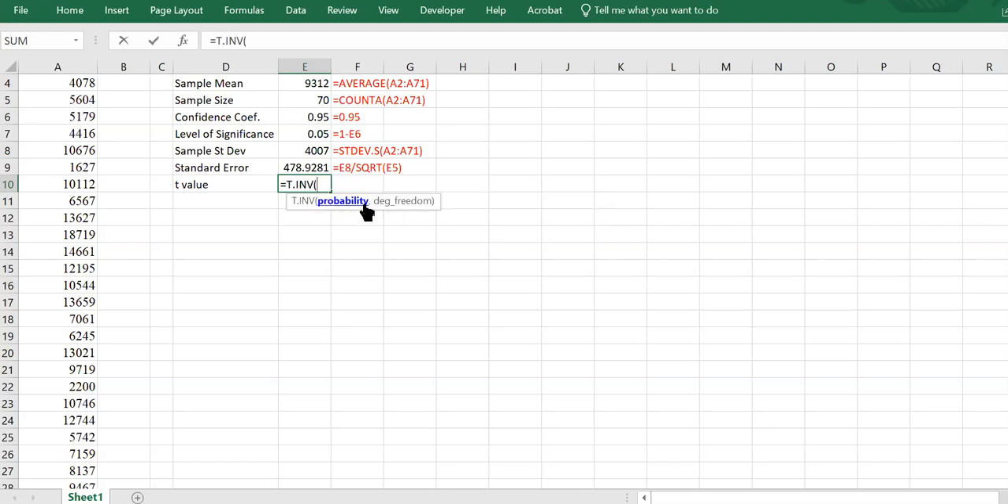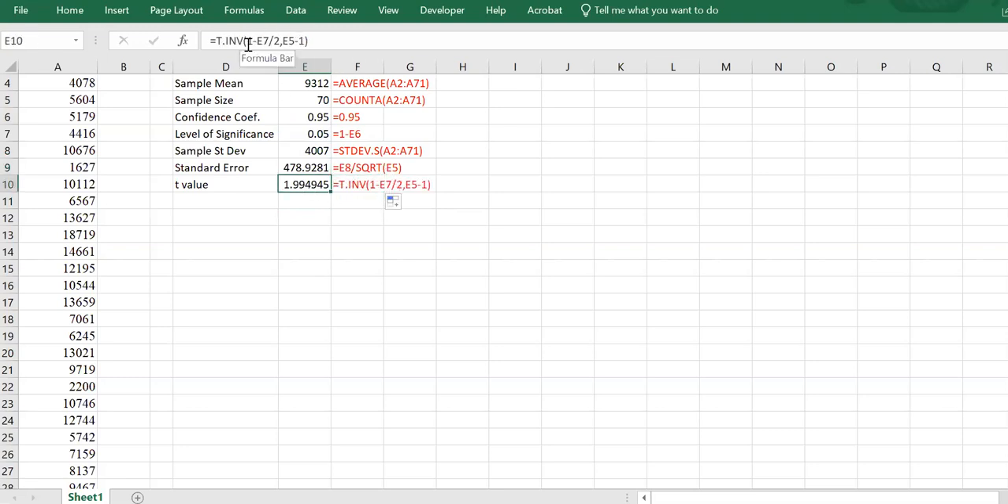Here, you would give the half of alpha as your probability value. If you're using one tail, with T.INV, the probability is going to be the probability to the left of the point that you're looking for. We're looking for the t value at half of alpha, alpha being the level of significance. And the degrees of freedom is going to be sample size minus 1. So this is how you can get it, and it gives you almost 2.